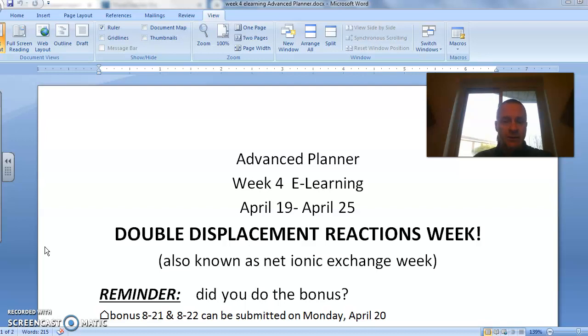It's hard to believe through e-learning that we've gobbled up Unit 8 and all that is in it. It is one of our most important units of the entire year. We've been studying types of chemical reactions, balancing chemical reactions. And this week we finish up with double displacement reactions.